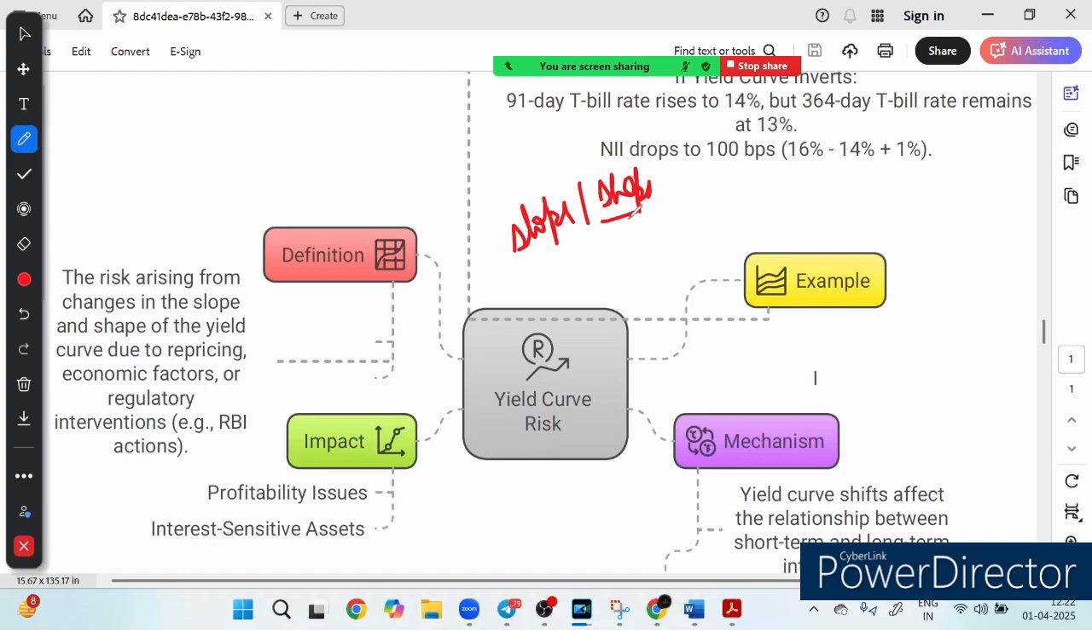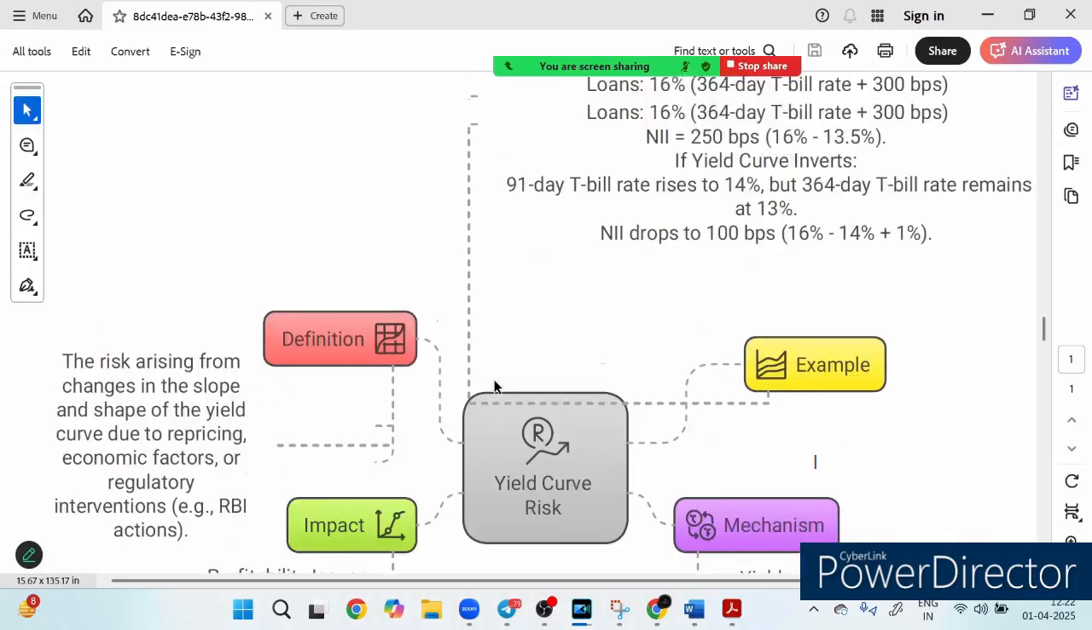Whenever there is a change in the shape and slope of the yield curve, whether due to economic factors, RBI or regulatory intervention, or market fluctuation, yield curve risk can arise. A shift in the yield curve can disturb the balance between assets and liabilities, affecting profitability. Let me give you one example to make this yield curve risk more clear.